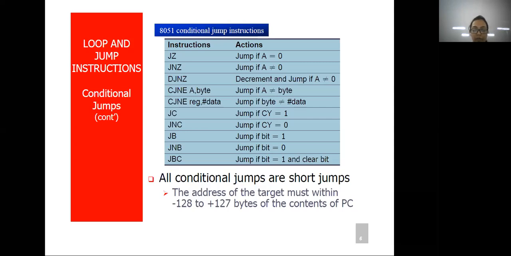JB means jump if bit is set. JNB means jump if bit is 0. JBC means jump if bit is set and clear the bit after performing JBC. All conditional jumps we have seen here are short jumps. Based on the condition fulfilled, it will jump to the specific address or location provided. Here the target address is within the range of -128 to +127 bytes only, relative to the content of the program counter.